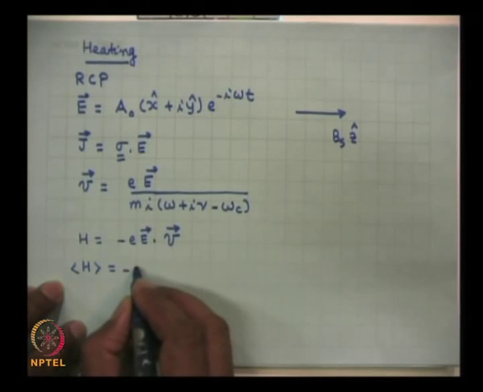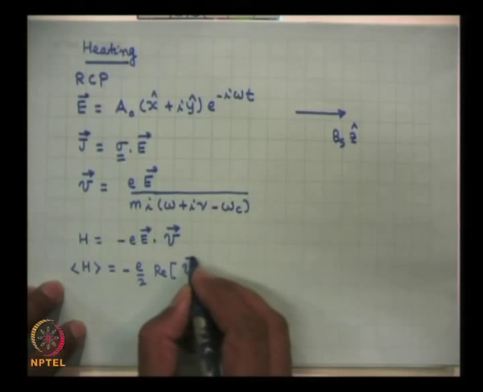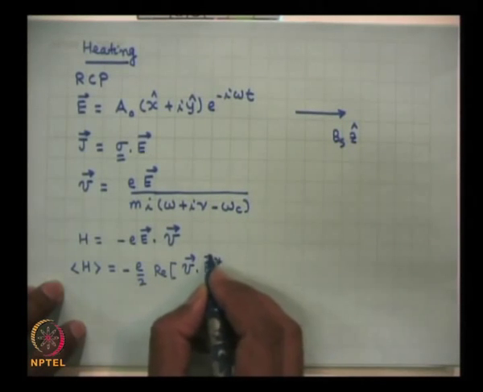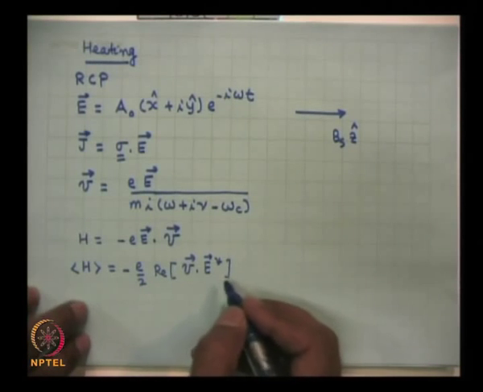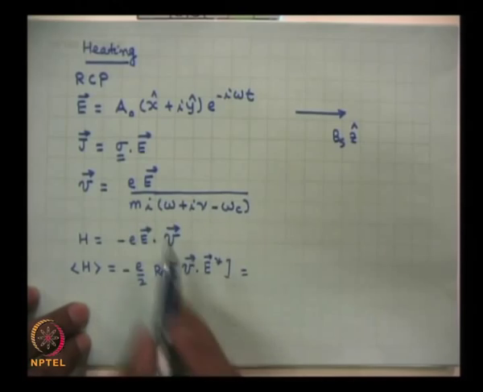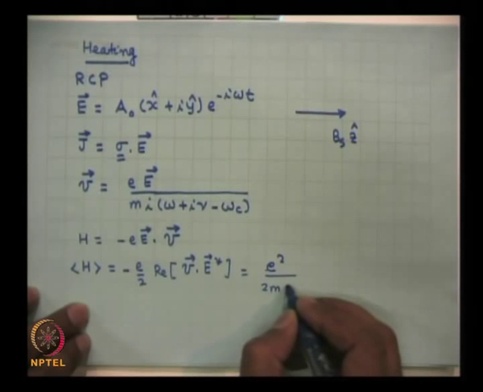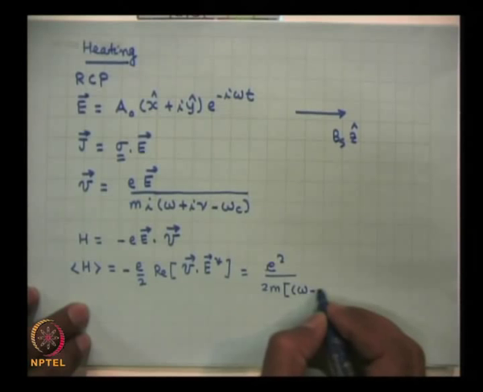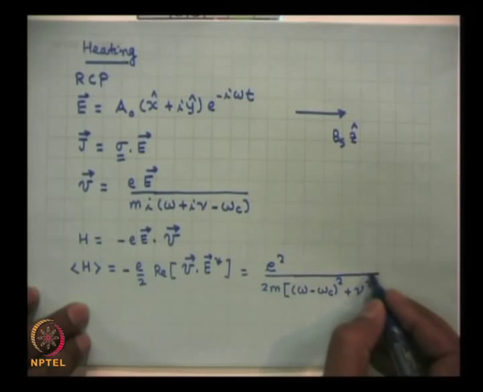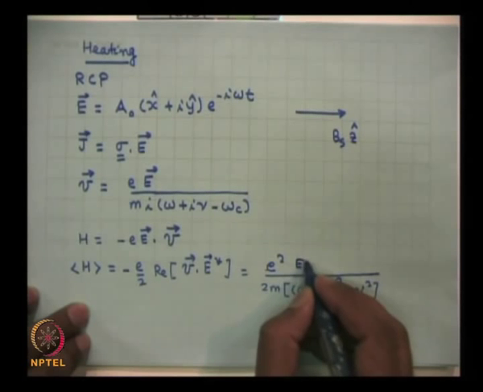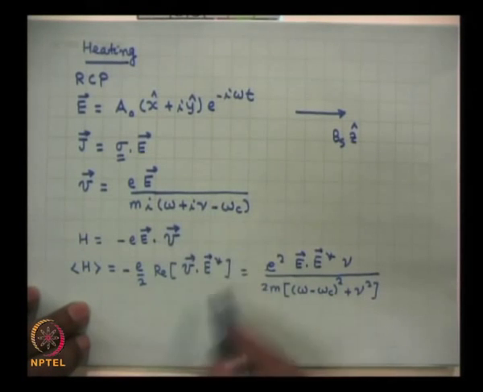This gives you minus E by 2 real part of V dot E star. The other term with V into E, as I discussed earlier, will vanish when you take time average. So, put this value in here and you will get this expression E square upon twice m. Well, you will get a quantity here, omega minus omega c whole square plus nu square, multiplied by E dot E star into nu. Just rationalize this and simplify, you will get this expression.